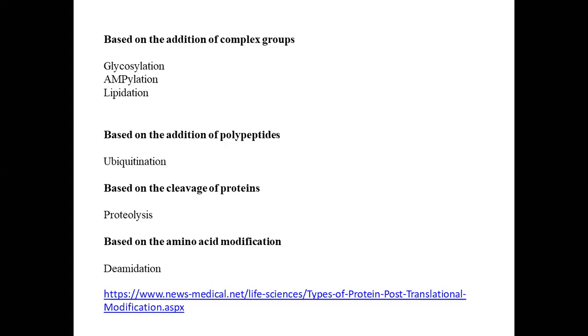Hamza. So in this, the N group attaches with arginine and asparagine. Yes, very good. Attachment of nitrogen to the asparagine or arginine side chains. So it will be N-linked glycans. Very good. And what about O-linked glycans?